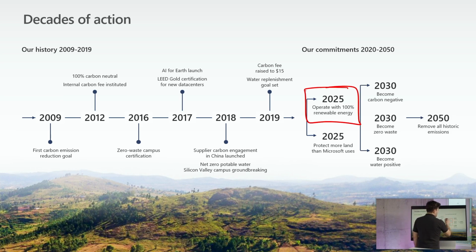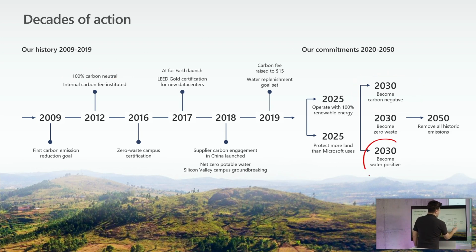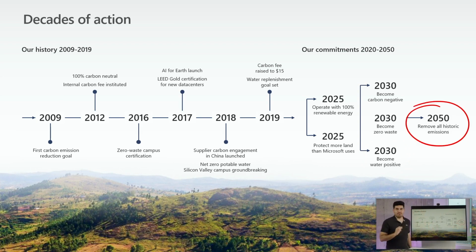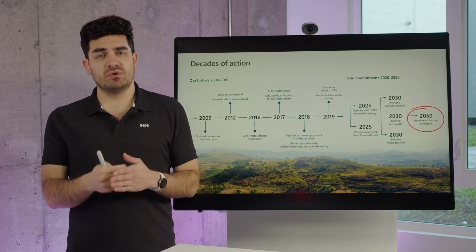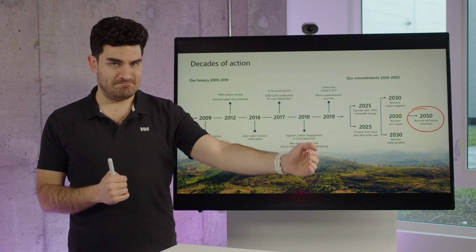In just a few short years, our plan is to operate with 100% renewable energy. That's not us purchasing offsets. That's actually shifting the way our buildings and operations are powered to be running off of renewable energy. We also have a bold goal to not just be carbon neutral, we already did that, but to be carbon negative by the year 2030, to become zero waste beyond our campus in 2030, become water positive in 2030, and then by 2050, it's going to take us some time, but we actually wish to remove all of our historic carbon emissions from electricity dating back to the original founding of Microsoft Corporation in the 70s.